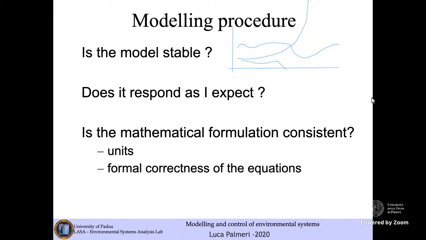And then the last question the mathematical modeler typically poses is: is the model formally correct? Or the formal correctness of equations. So is the mathematical formulation consistent and formally correct? Am I using the right units for describing the various characteristics of a system?